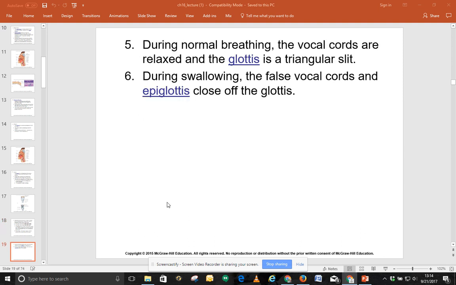During normal breathing, the vocal cords are relaxed and the glottis is a triangular slit. During swallowing, however, the false vocal cords and the epiglottis close off the glottis, because when you swallow food, these false vocal cords and epiglottis are going to protect the vocal cords, I should say, so you don't swallow food into your lungs, because that's called aspiration, and that could lead to a lot of complications.